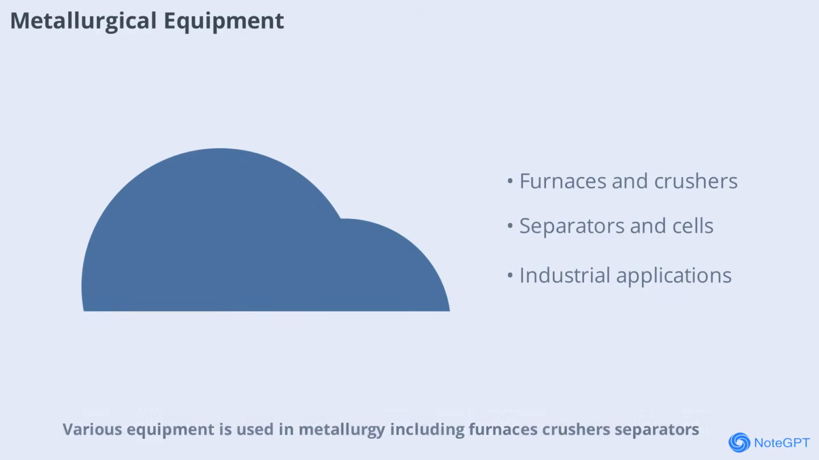Various equipment is used in metallurgy, including furnaces, crushers, separators, and electrolytic cells. Each piece of equipment serves a specific purpose, from crushing ores to refining metals. Understanding the function and operation of these tools is essential for anyone interested in metallurgical engineering or industrial processes.